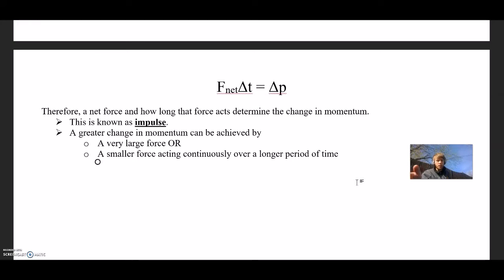If you have a certain change in momentum, you can change those two parameters and still have the change in momentum. So you could have a very large force acting for a short period of time, or you could have a smaller force that's acting continuously over a longer period of time, and both of these will give you the same change in momentum or the same impulse.